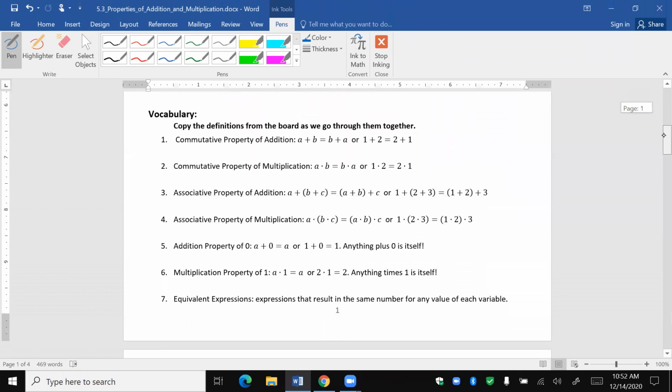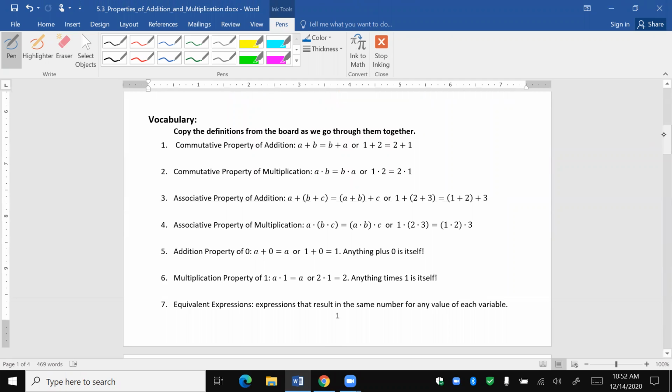All right, so our vocab here, these ones are very important for us today. So again, you'll take a picture or write these down as we go through them. Our commutative property of addition. Commutative is just talking about the order. So if I have A plus B, I know that's the same thing as B plus A. Or 1 plus 2 is the same thing as 2 plus 1. For commutative property of multiplication, the same thing, just with multiplication. If I have A times B, I can switch that order around and have B times A. Or using my numbers, 1 times 2 is the same thing as 2 times 1. So when you have commutative, that is talking about the order.